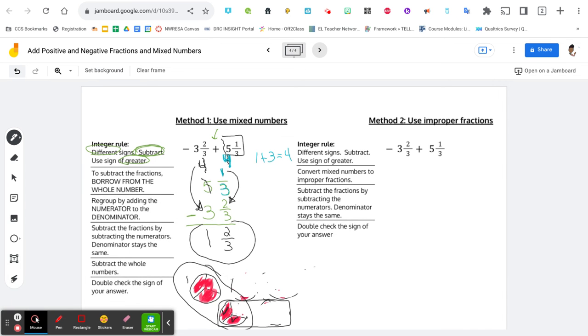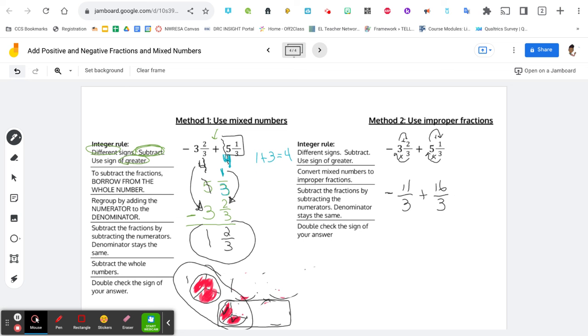Convert mixed numbers to improper fractions. So here we go. 3 times 3 is 9, and 9 plus 2 is 11. So that's 11/3 plus 3 times 5 is 15, and 15 plus 1 is 16, plus 16/3.